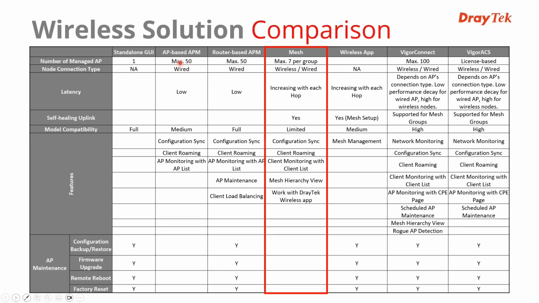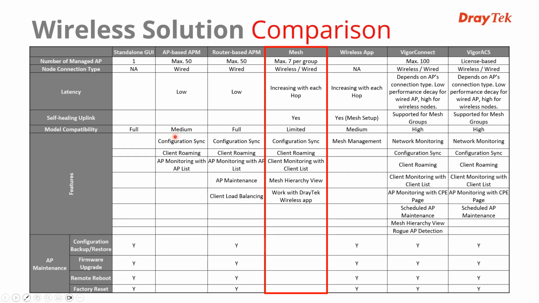So for these AP-based ones, they're wired. Router-based, it's wired as well. The mesh can have a mix of wireless and wired. The latency is low because these guys are wired here. And like I mentioned, it increases with each hop with the mesh. So the mesh is the only one here that has that self-healing uplink because it's all wireless and it has that technology in it too. If an AP drops, the other ones adapt.